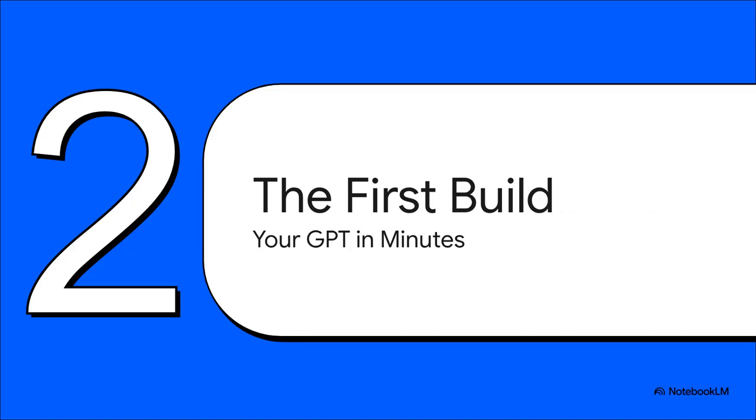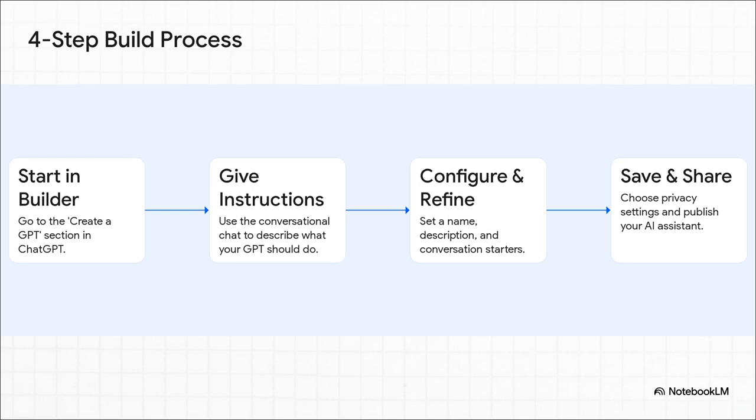So you're probably sold on the why at this point. Let's jump into the how. And you might be thinking this is going to require a bunch of coding or a computer science degree, but you can actually build your first one in just a few minutes. Seriously. The whole process is surprisingly simple because it's just a conversation. Instead of writing code, you just talk to the builder. You tell it what you want in plain English. It'll even help with the name and profile pic, so you can focus on the important part, the instructions, before you save and share your new assistant.